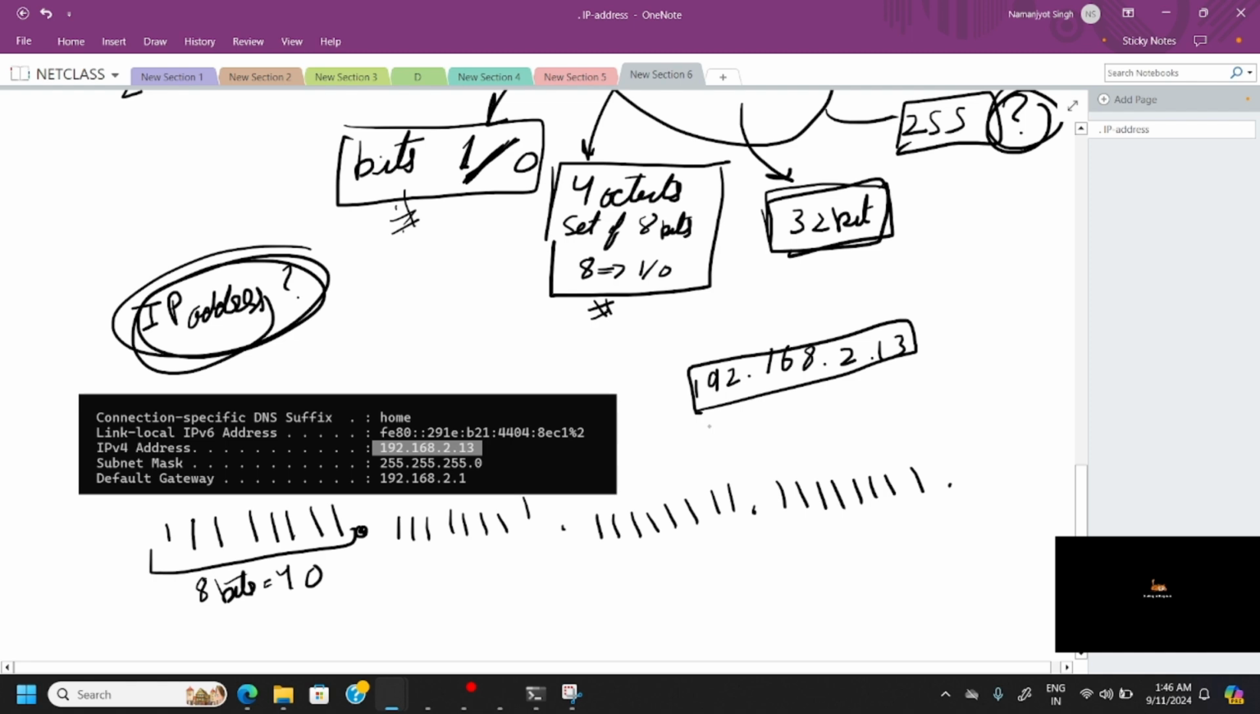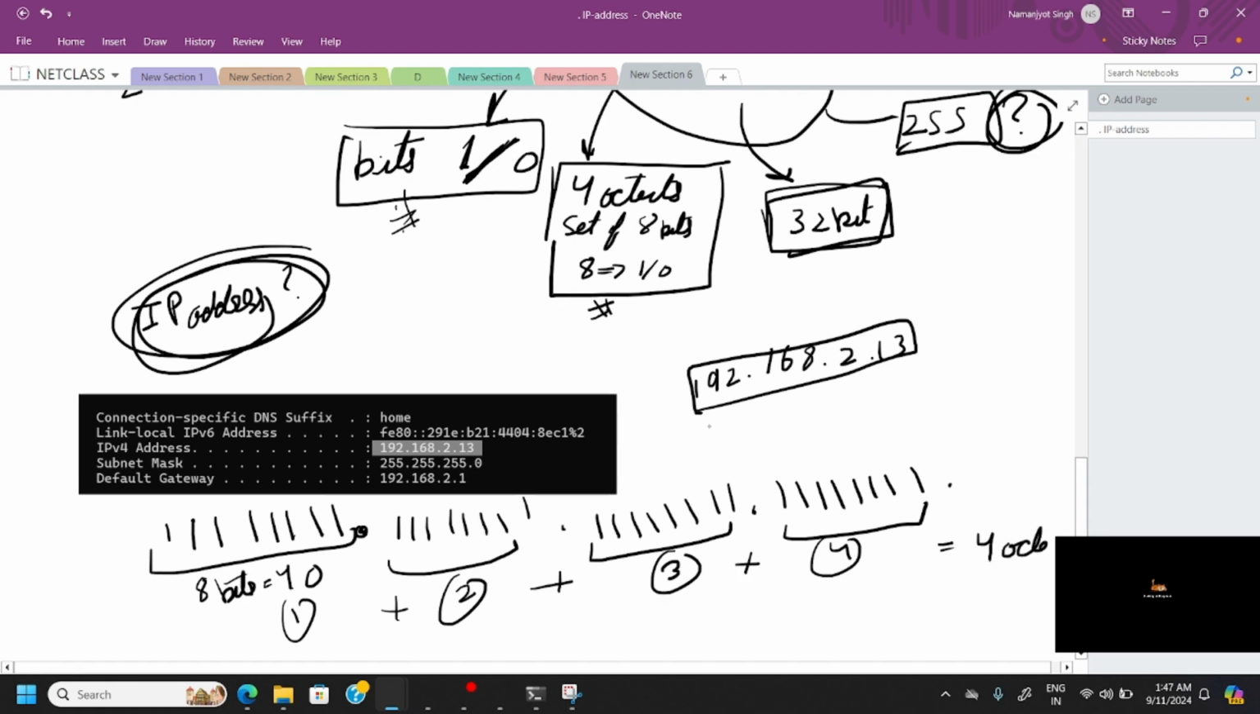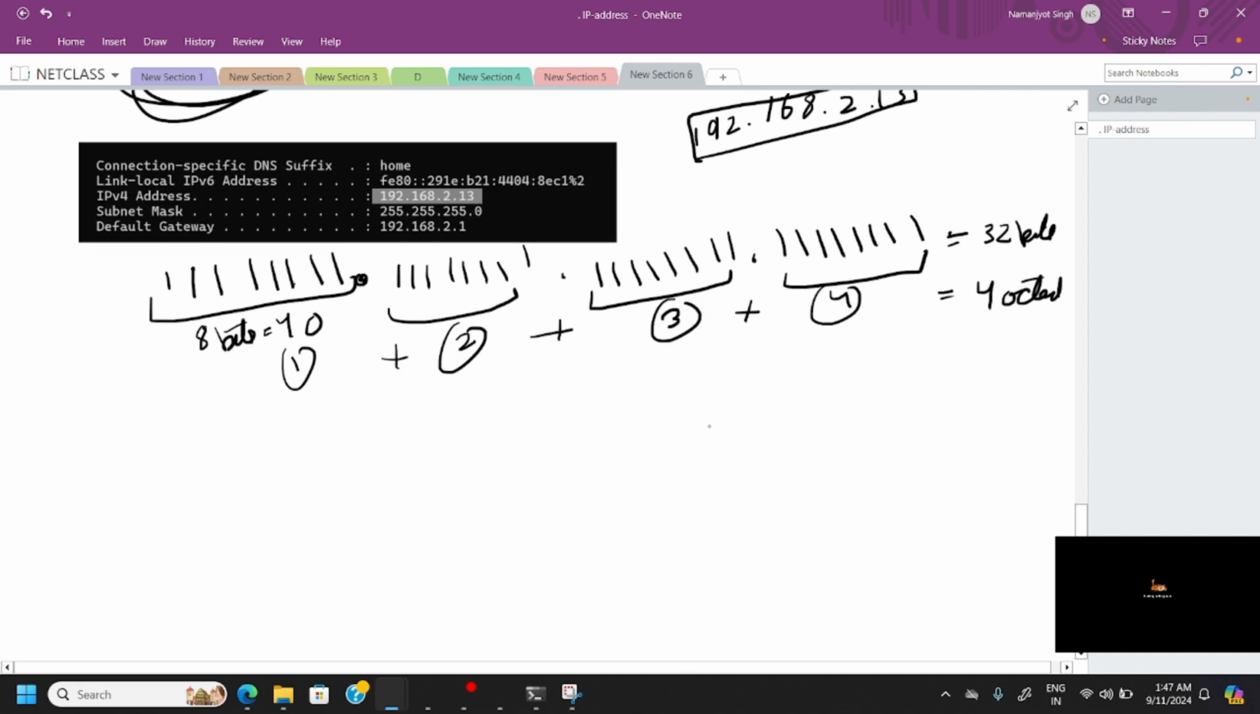So in total, how many octets are there? This is octet number 1, octet number 2, octet number 3, and this is octet number 4. So there are 4 octets. How many bits are there? 8, 8, 8 and 8. 8 times 4 is 32 bits. So it has 4 octets, 32 bits, a series of ones and zeros, and the maximum value is 255. How does this value come about?